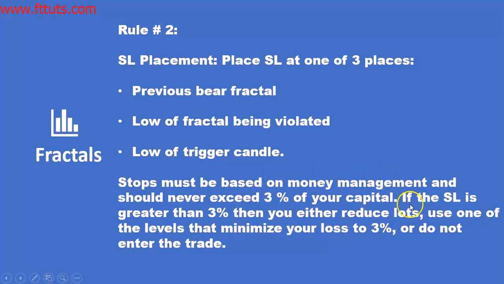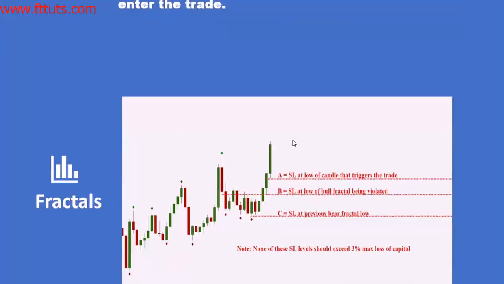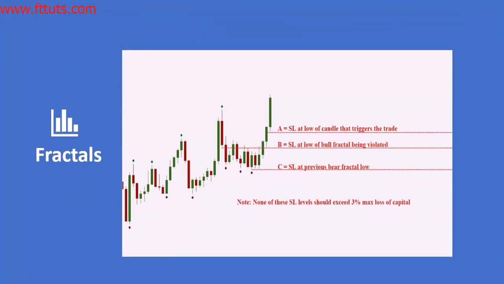If the stop loss is greater than 3%, then you either reduce lots, use one of the levels that minimizes your loss to 3%, or do not enter the trade. That's all there is to it. All right, so here are your stop losses. A, you can put a stop loss at the low of the candle that triggers the trade, because we're entering at this level right here.